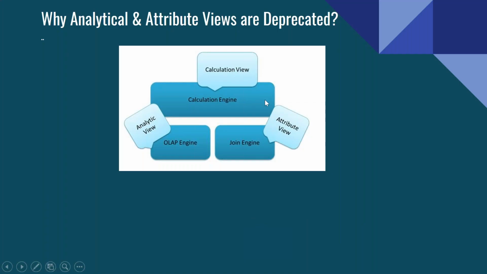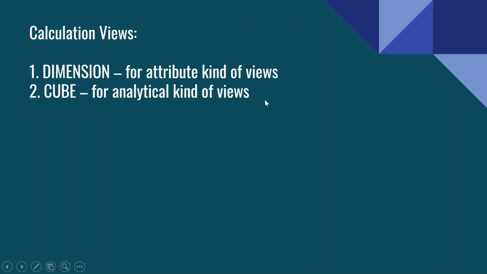So this is the reason they have avoided all these things, so that we do not have to execute everything in multiple engines. Now, calculation view, as I said earlier, we'll have dimensions for attribute kind of use. If you want to create an attribute use, we'll choose data category as dimension, whereas for transactional analysis, we'll create a cube, data category as cube.